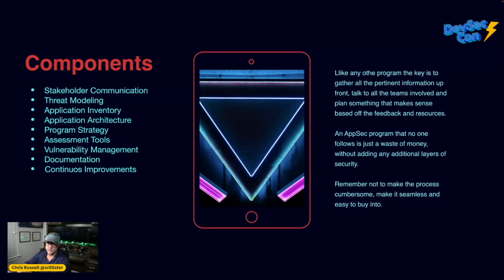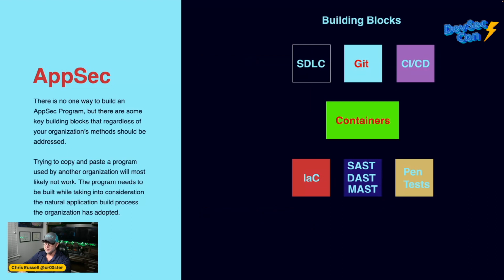What's the ultimate outcome we're trying to get to? You need some assessment tools, vulnerability management, documentation, and continuous improvement. Let's talk about some of the building blocks for AppSec.